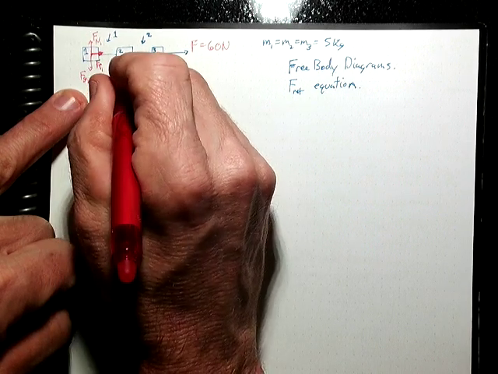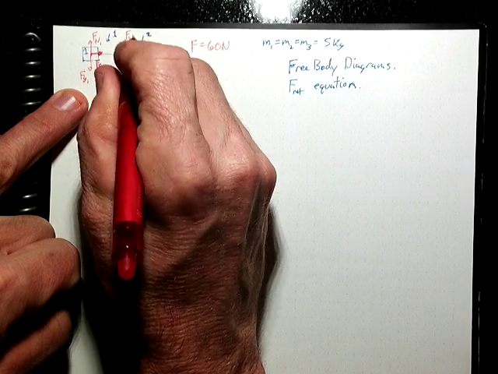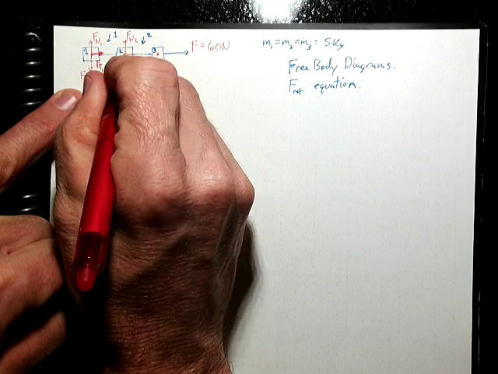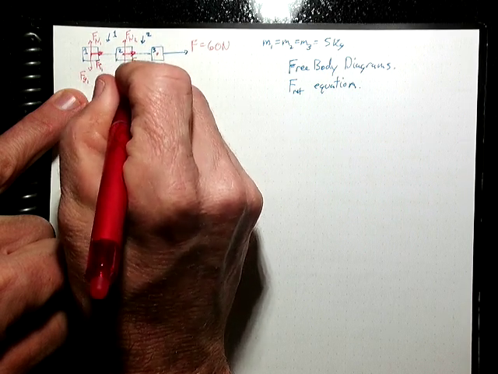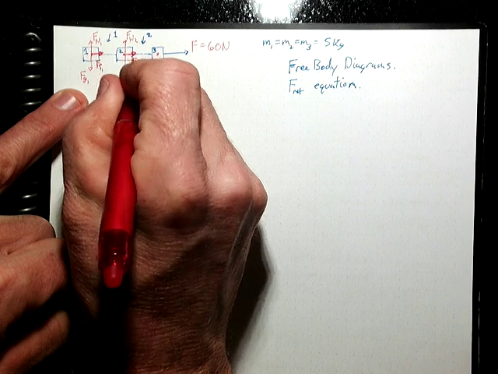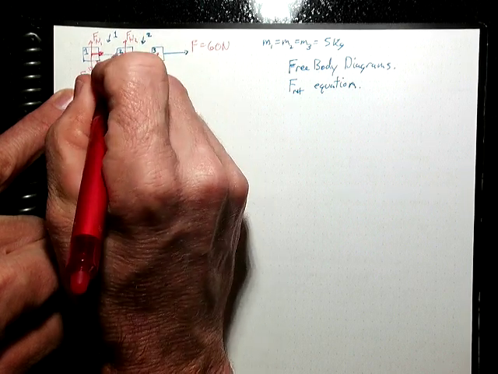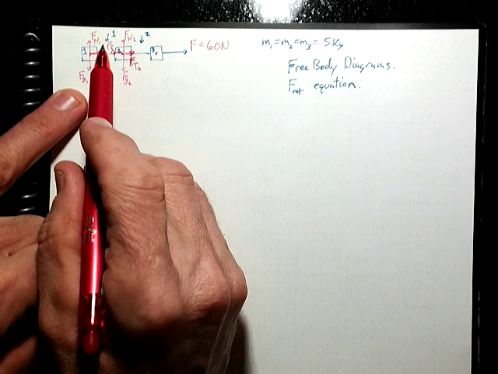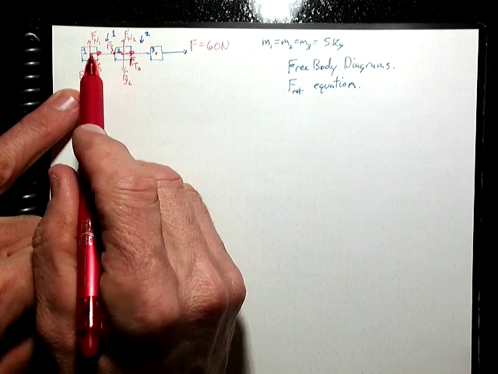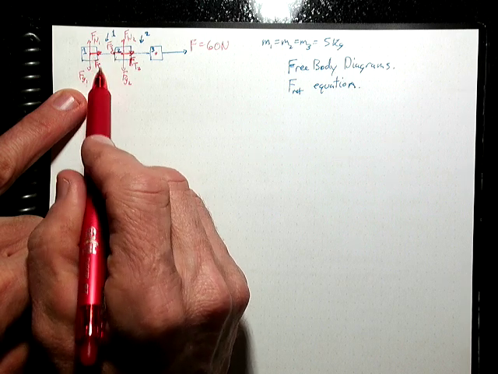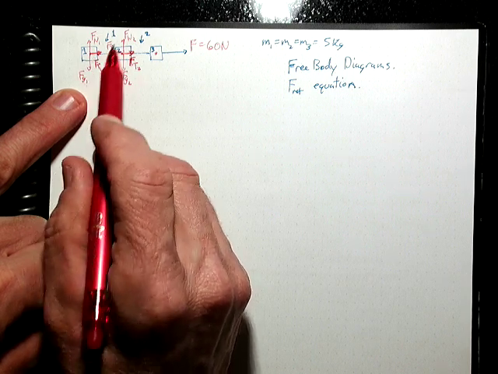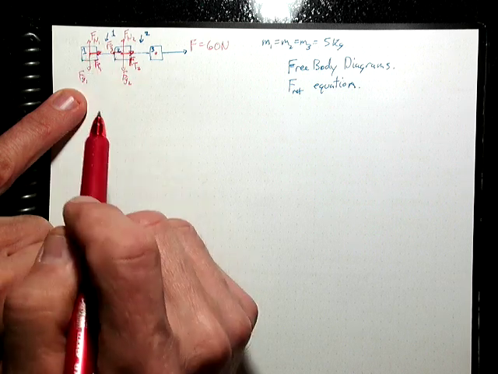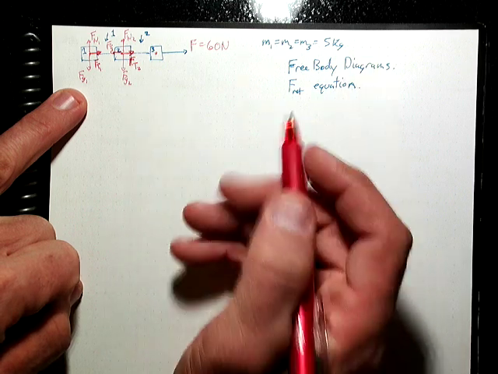Okay, box 2 has an Fn2 going up, an Fg2 going down, an Ft2, tension from rope 2, pulling to the right, and it has an Ft1 going backwards because it has tension from this rope pulling it backwards. And these two forces, we call them the same thing. They are equal and opposite. This is a Newton's third law relationship. Box 1 pulls on box 2, box 2 pulls on box 1 with an equal and opposite force.